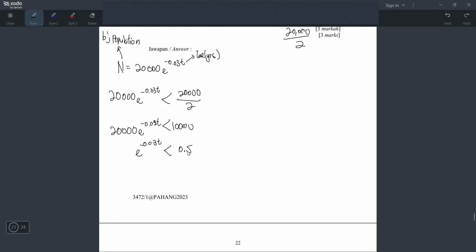Now how to find t? Okay, you can check both sides' base. This side, the base is e, which is 2.7 something, and the other side, the base is 0.5, and obviously they cannot change to the same base, right?